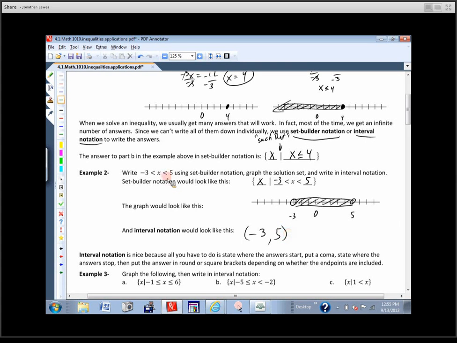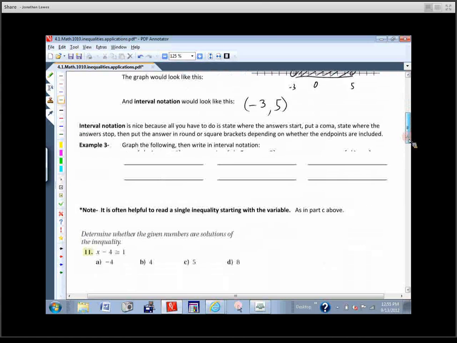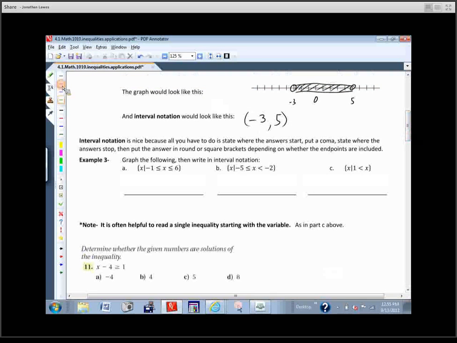Now, if this was equal to 5, we'd fill in. Equal to 5 here, we'd put a square bracket around that. Okay. Any questions? Okay. Then let's take a look at the next little bit.